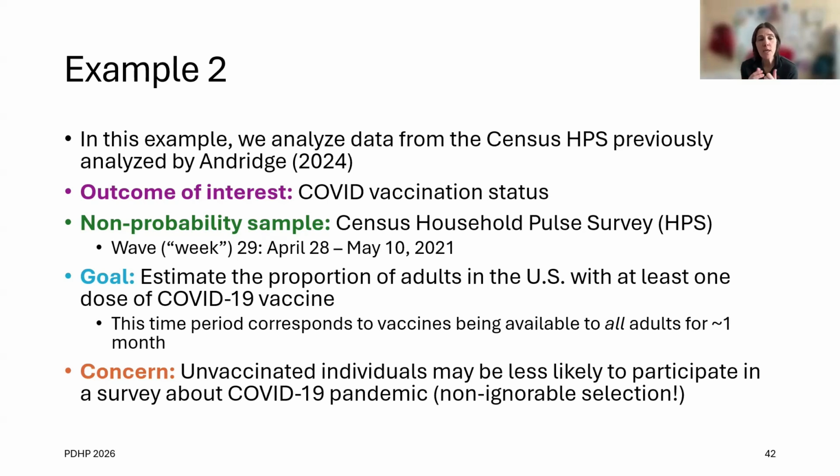But our concern is that people who were unvaccinated may have been less likely to participate in this government-sponsored survey. The survey was not technically about the COVID-19 pandemic. That's not how it was sold, but it was a highly politicized climate, and individuals who were distrustful of the government, distrustful of a vaccine from the government, may have also not opted to take this US government-sponsored survey. So we believe that there is the potential for some non-ignorable selection bias.